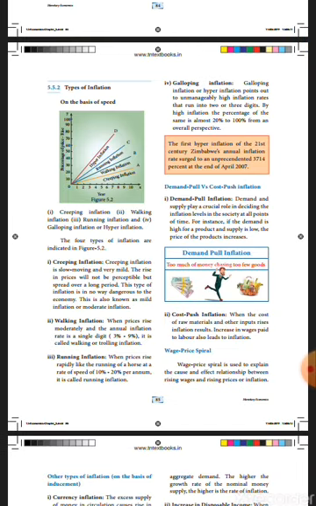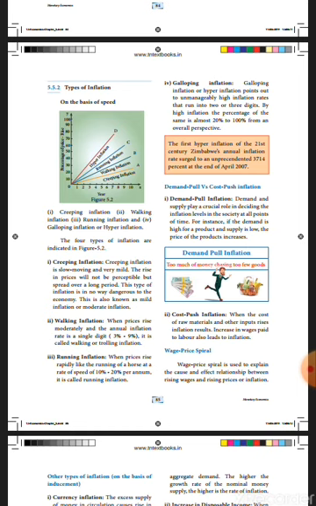Next one is walking inflation. Price level increases at a moderate rate. The annual inflation rate will increase in single digits, for example, 3% to 9%. Like walking. One more name is rolling inflation. So price level increases at a moderate rate, in single digits. That is called walking or rolling inflation.